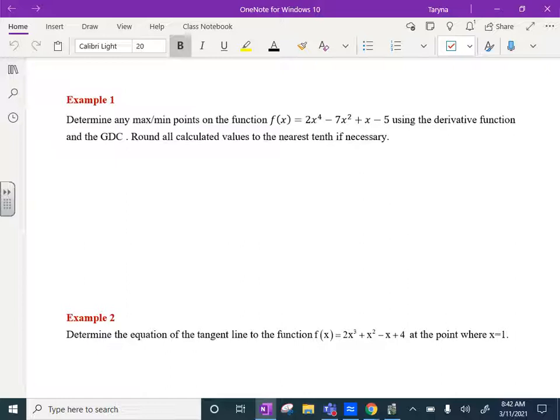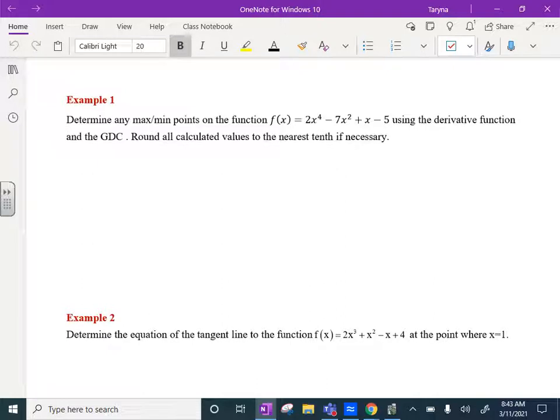So example 1 just says determine any max or min points on the function, right? f of x equals 2x to the power 4 minus 7x plus x minus 5, using the derivative function and the GDC. So GDC just stands for graphing device calculator, right? That's what IB uses, is GDC, okay? Round all calculated values to the nearest tenth if necessary.